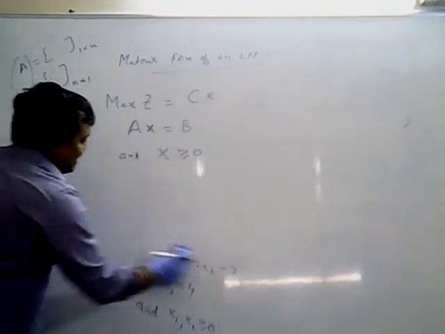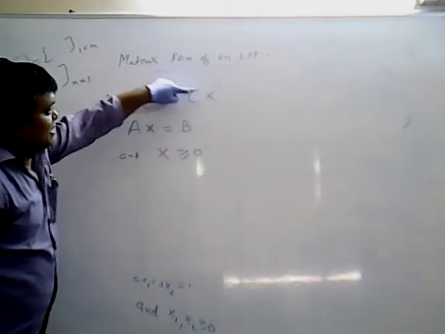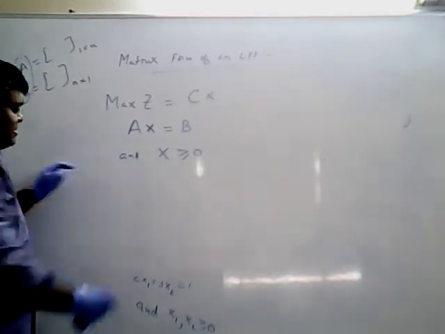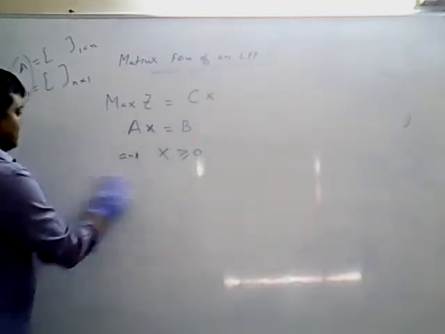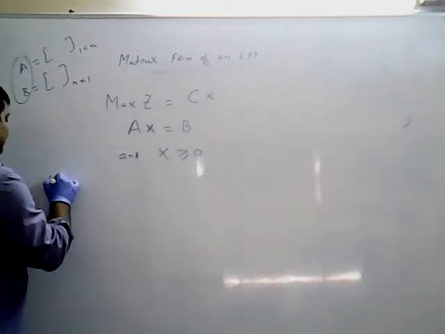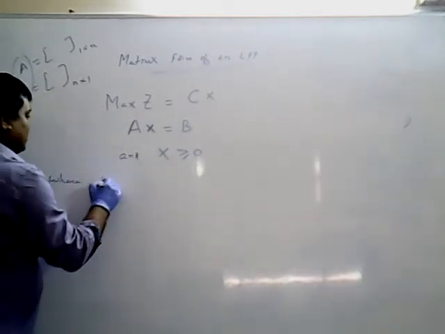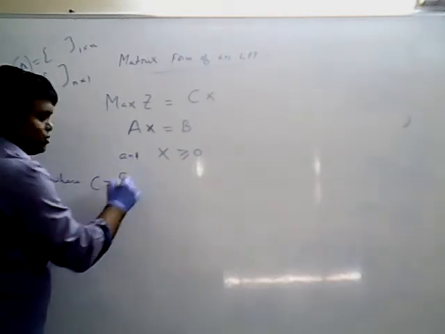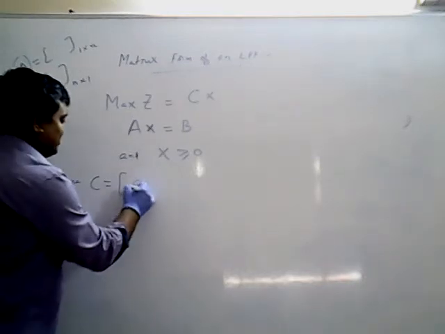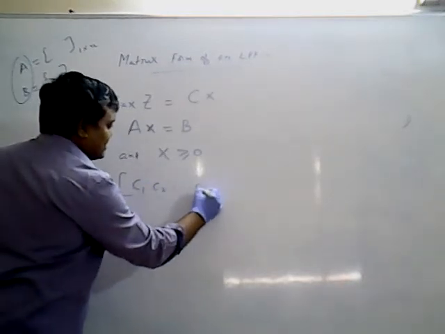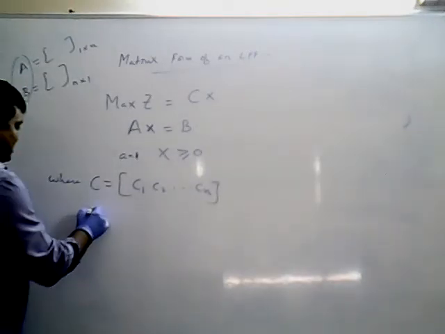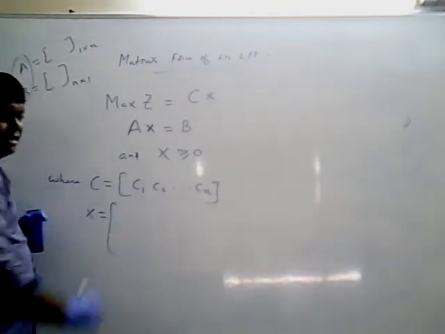Now these are all matrices: C matrix, X matrix, A matrix, X matrix, B matrix, and this X matrix. Now you can write down what these matrices are. C, as I have already told, is the row matrix. What is the C value? C1, C2, so on, Cn. Already we have the standard form. And X is always a column matrix, then only multiplication is possible.